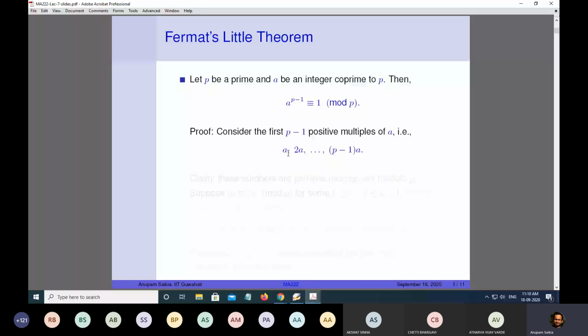We'll have to see that no two of them are congruent. Like if I take 2a and 5a, for example, suppose my prime is, let's say, 7. We should be able to show that 2a and 5a are distinct, or 2a and 6a are distinct, mod p.